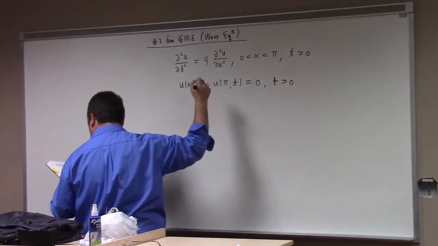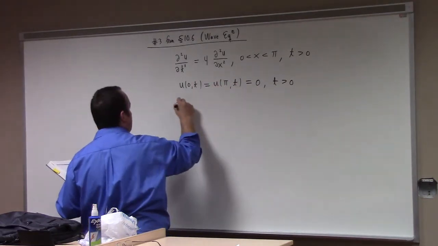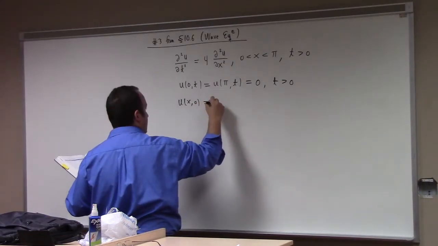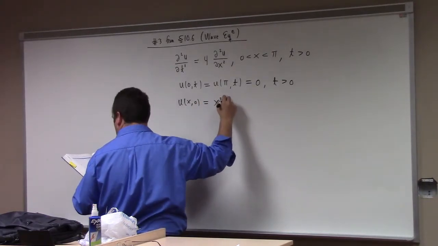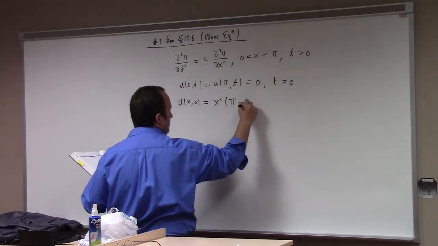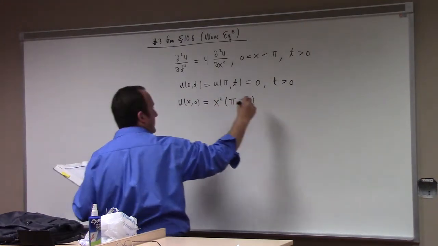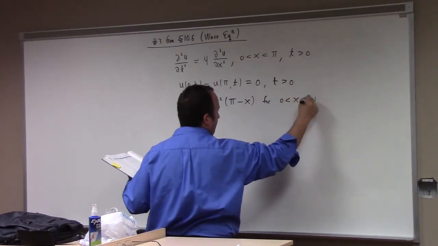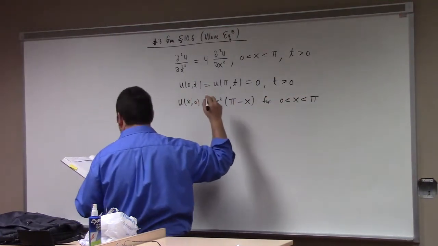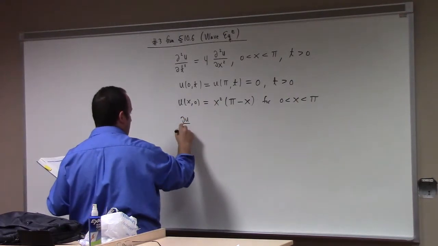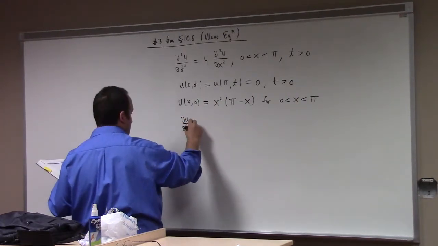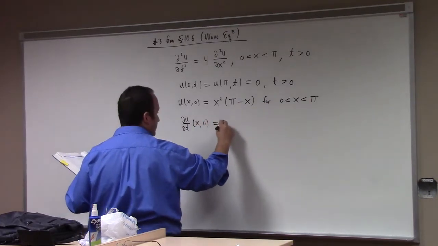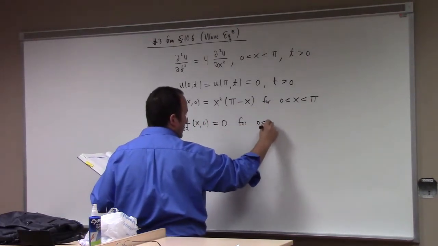We're told that u of x comma 0 is equal to x squared times pi minus x, all right, for 0 less than x less than pi. And finally, we're told that partial u partial t of x comma 0 is equal to 0 for 0 less than x less than pi.